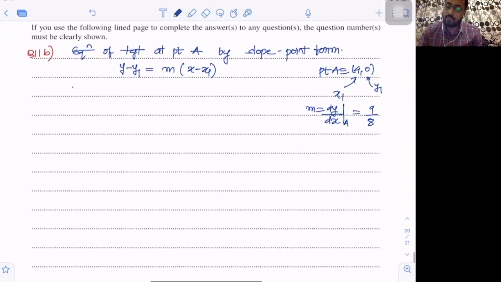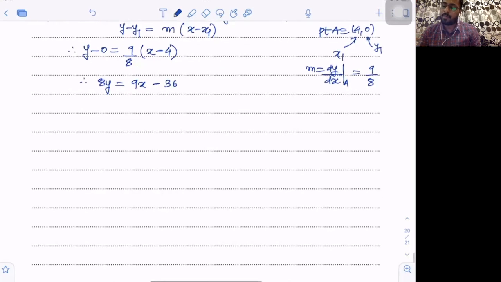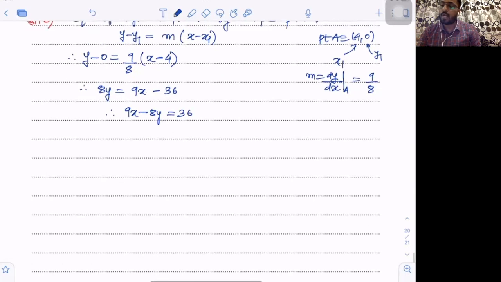So I can have now y minus y1 is how much? Y1 is 0. What's the slope? It's 9 upon 8 multiplied with x minus. What's the value of x1? So x1 is 4, right? So if you want, you can simplify it as 8y is equal to 9x minus 36, or I better write it as 9x minus 8y is equal to 36. So you can keep your answer at this particular place.